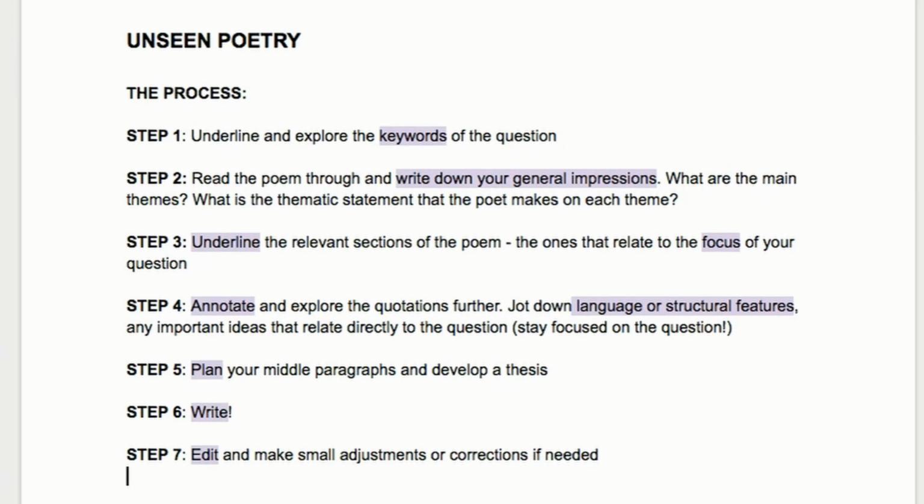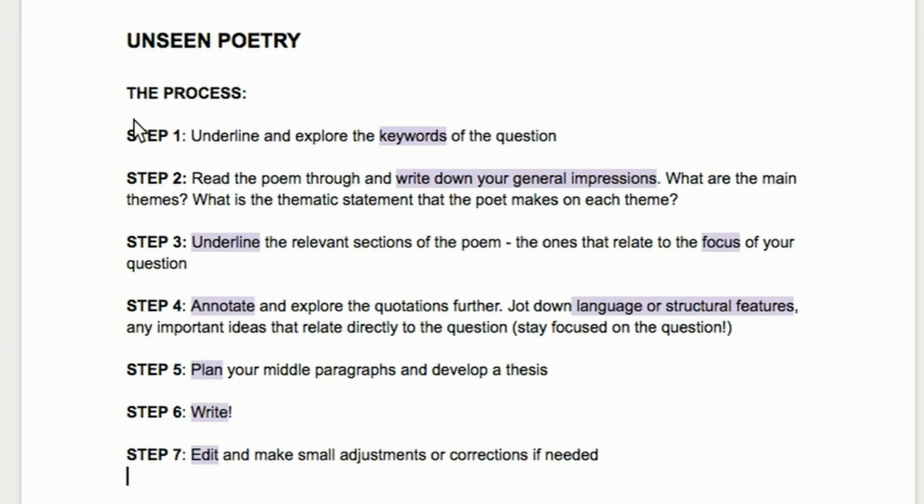When you're given an unseen poetry question, before you read the poem, you really want to read the question. This is the same for almost every exam that you do. There's no point reading a chunk of text if you don't actually know what you're supposed to be looking for. The question is the key to a good answer, understanding and staying focused on that question.